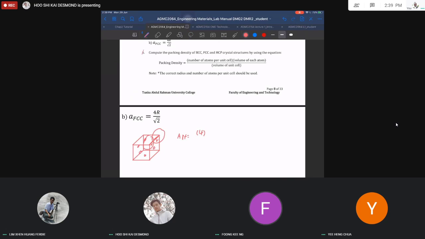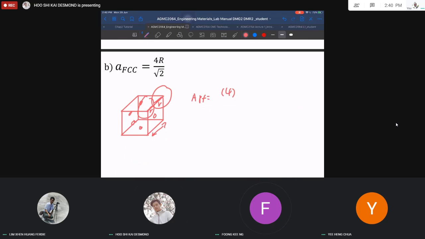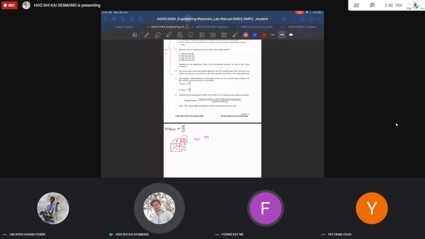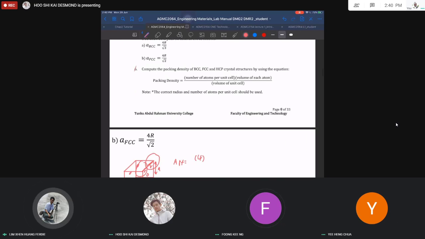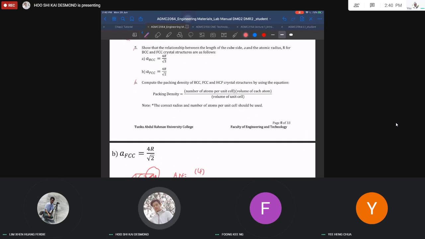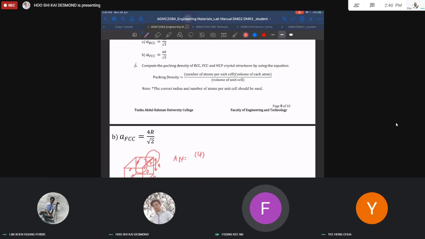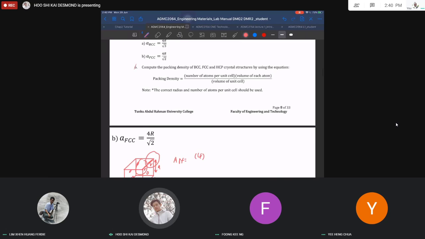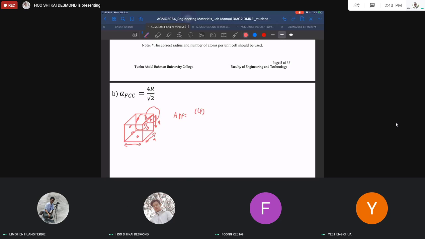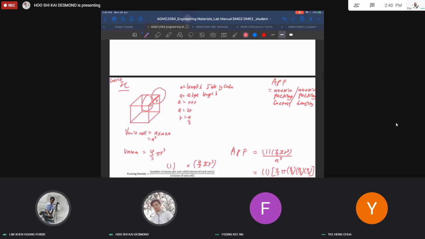Show the derivation first. The relationship between the edge length and the atomic radius, so that we go step by step. Here is Question 5. Question 5, FCC. FCC is face centered cubic. Yeah. So then we need to find.